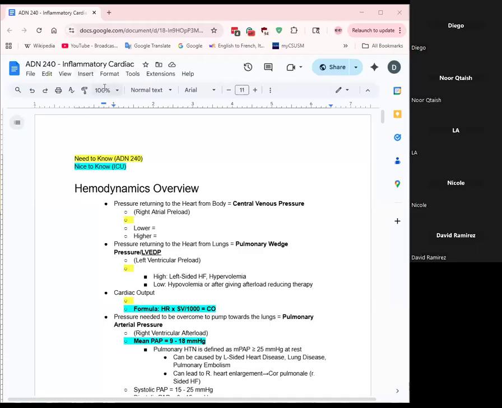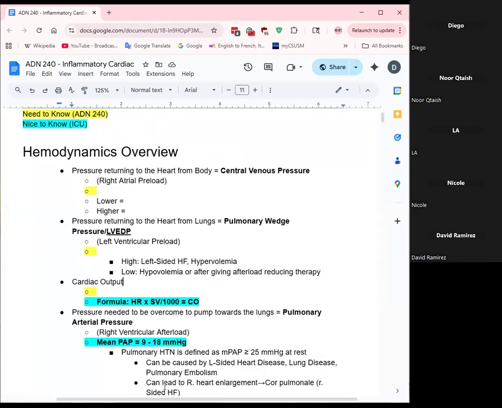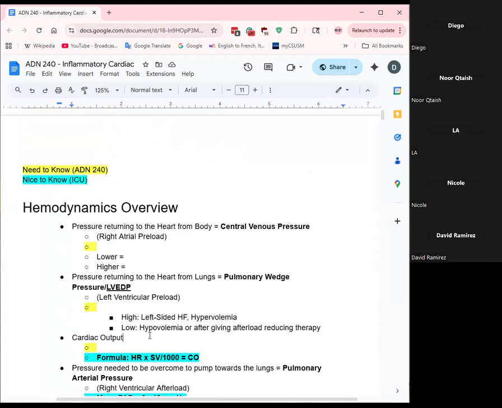Okay, so the first thing to go over is a review from week 1, but in a little bit more detail. So we're going to go over the central venous pressure. So the CVP, this is the pressure returning to the heart from the body. So you can think of it like a right atrial preload.